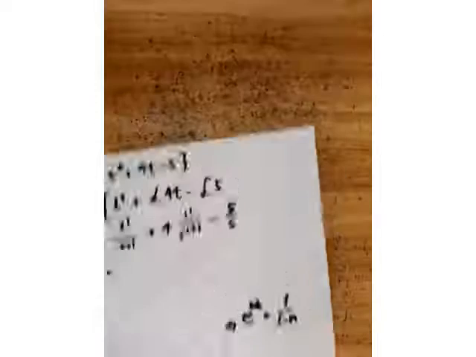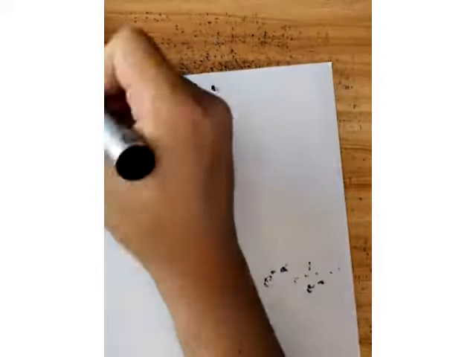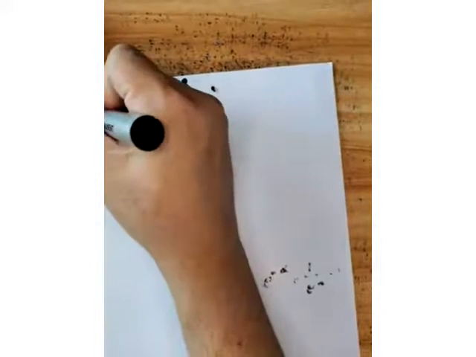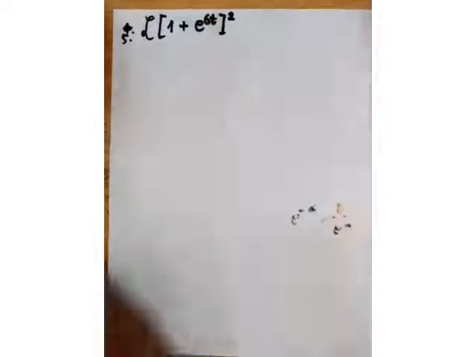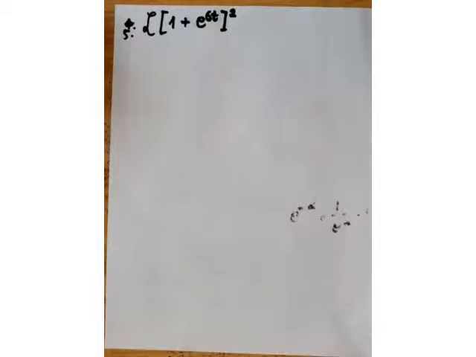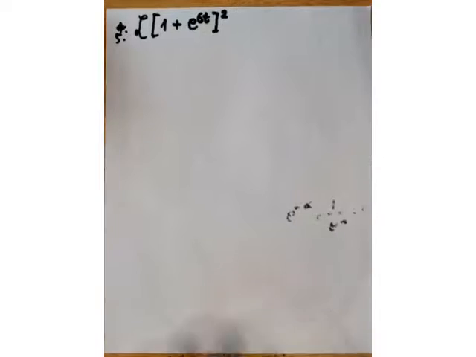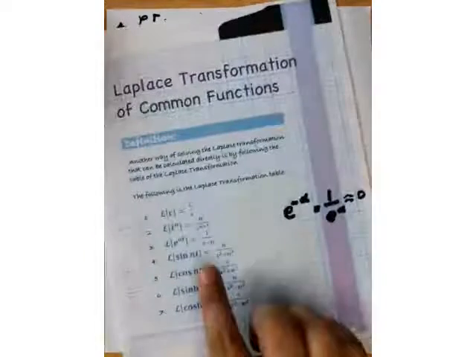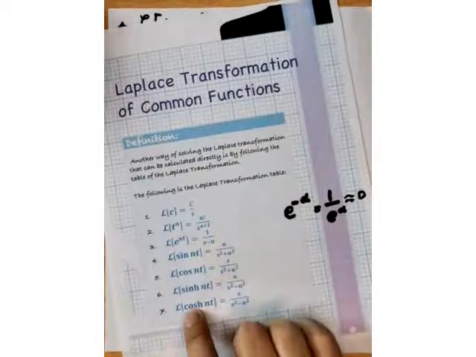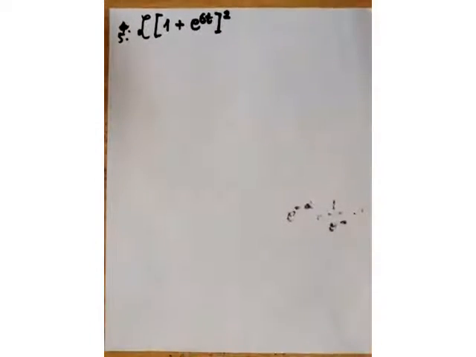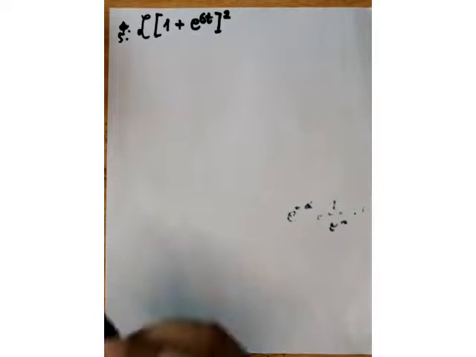Okay. So let's have the fourth number 25. So let's have the fifth one. So what is the Laplace transform of quantity 1 plus e raised to 6t squared? So kung titingnan natin yung mga functions natin, wala naman tayong may square dito. So ang gagawin natin is kailangan muna natin siyang i-expand. So expand natin para mawala yung square.